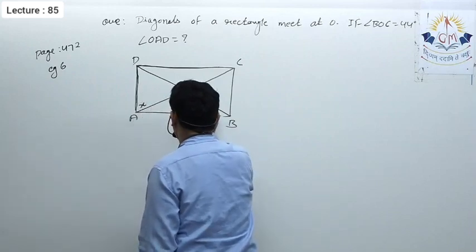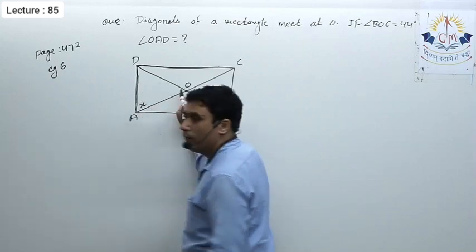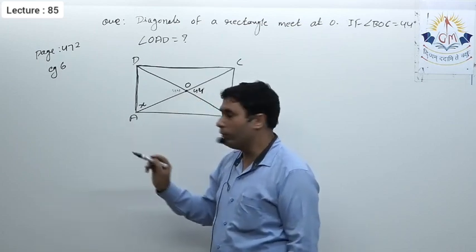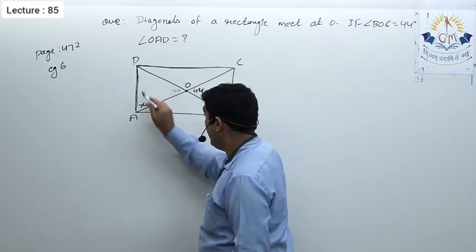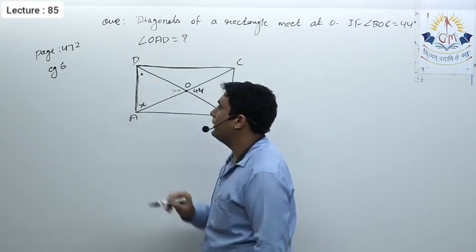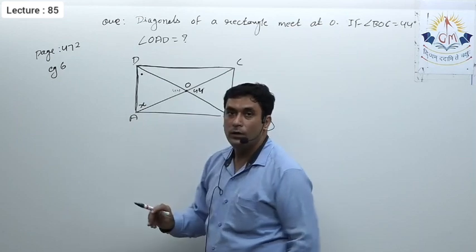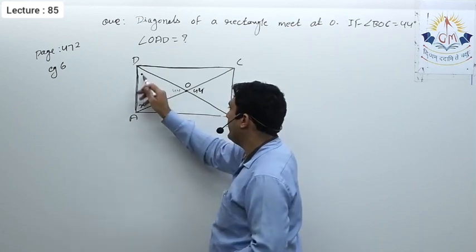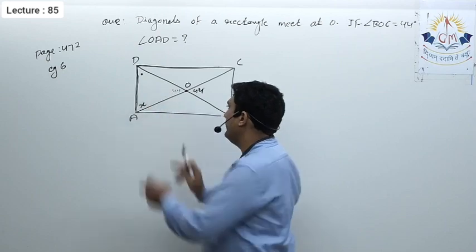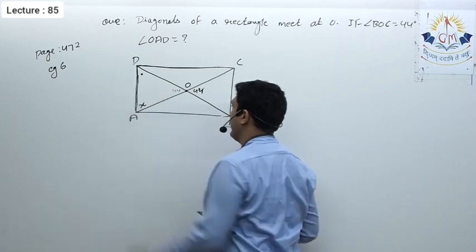See, this is 44, this will be 44 by vertically opposite angles. Now if we need the measure of this angle x, we must have the measure of this angle ADO. Either we have the measure of this angle ADO, or we have a relation between any of the angles, either these two angles or these two angles.